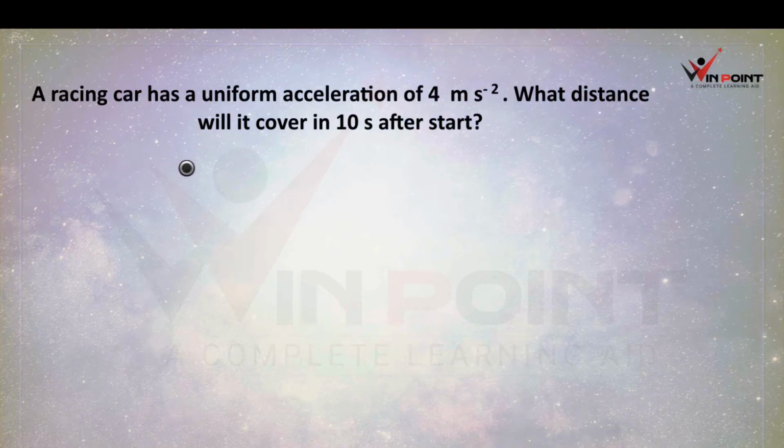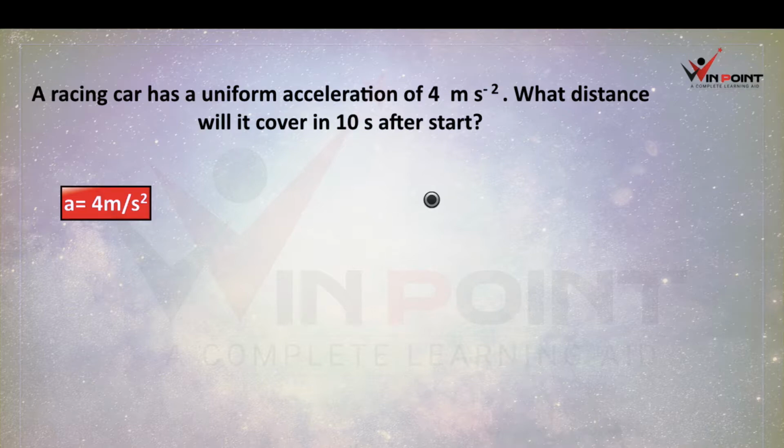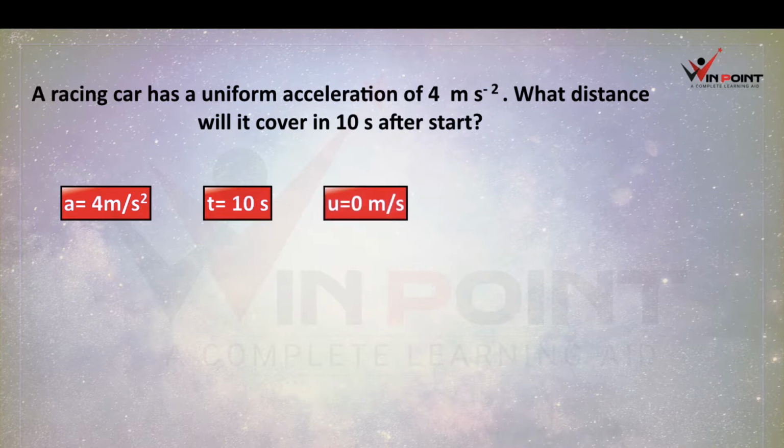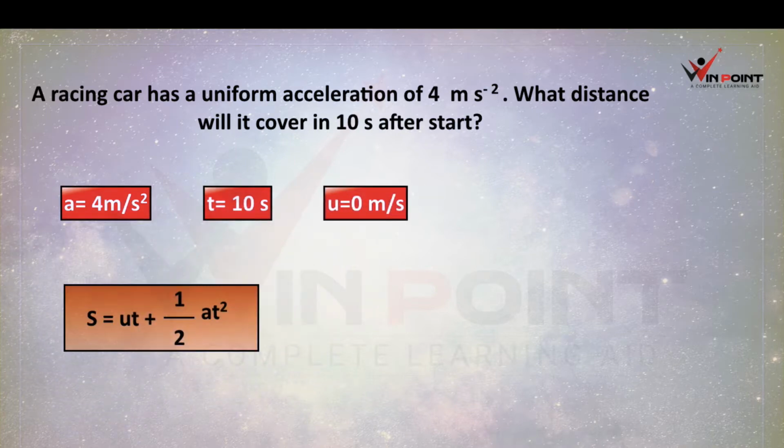A racing car has a uniform acceleration of 4 meter per second square. What distance will it cover in 10 seconds after the start? Acceleration is 4 meter per second square. It is given in the question. And time is 10 seconds. What is the value of u? U is 0 because it is starting from rest. U equal to 0 meter per second. We need to find distance. What distance will it cover in 10 seconds after the start?